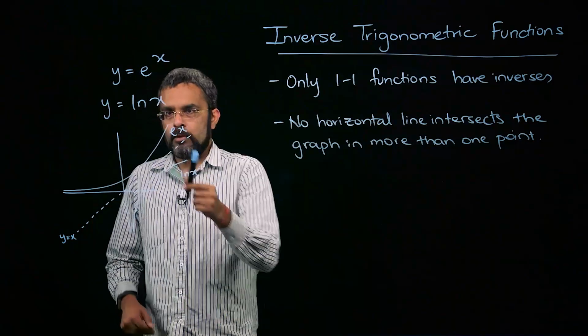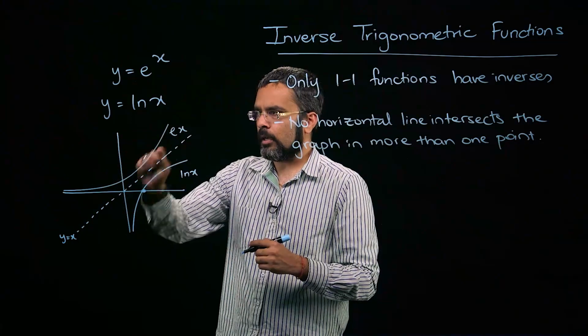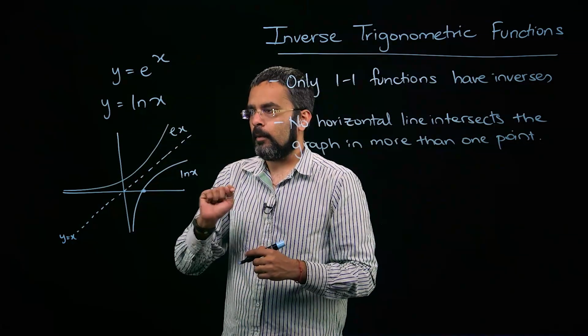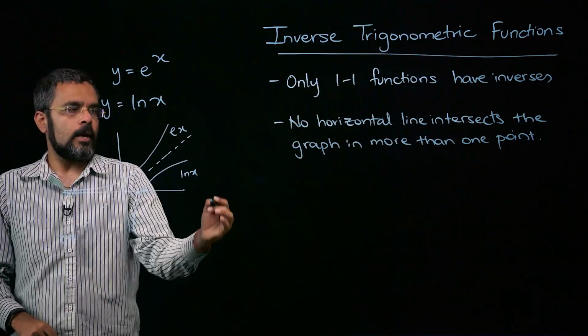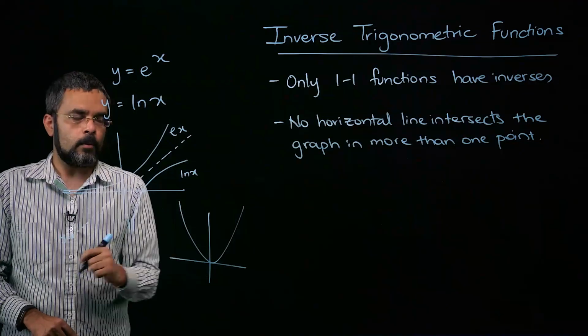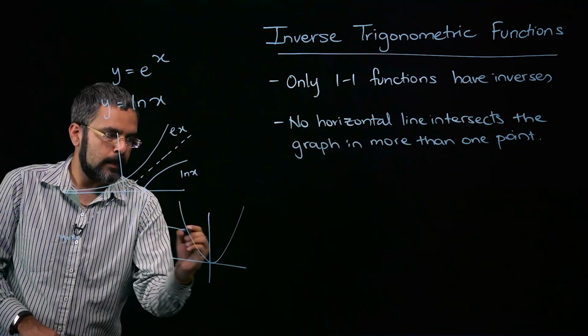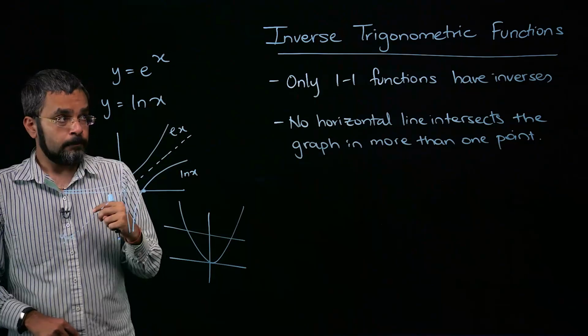Take a look here at e to the x. No matter what horizontal line I draw, it's going to cut e to the x in exactly one point. Same with ln x. Now, if I drew a function, say x squared here, that would not be a one-to-one function, because the horizontal line would cut that function at two different points.